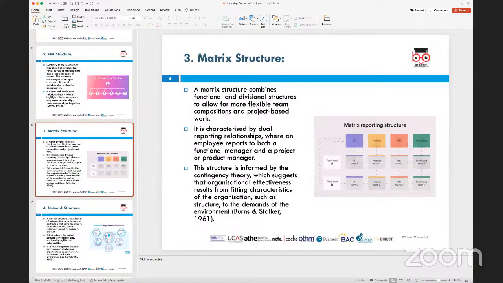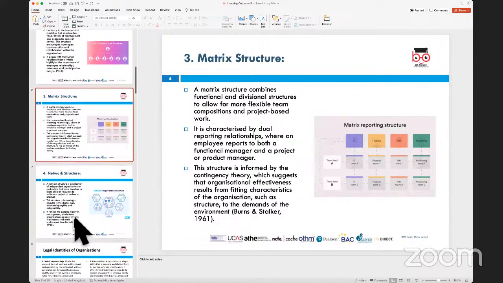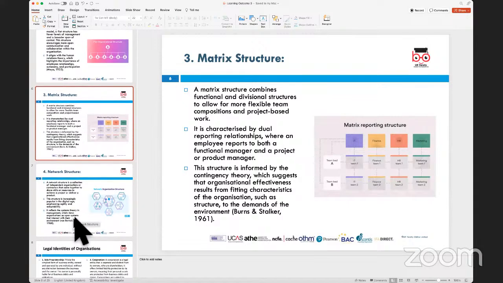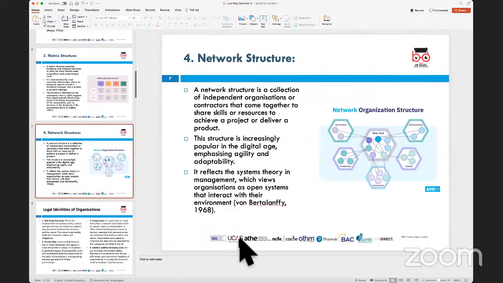And that is where the push and pull tends to happen when we talk about the matrix structure, wherein team members sometimes neglect their day-to-day functional responsibilities, but focus more on the divisional side of things within the organization. Now, let's look at the next structure, which is the network structure.